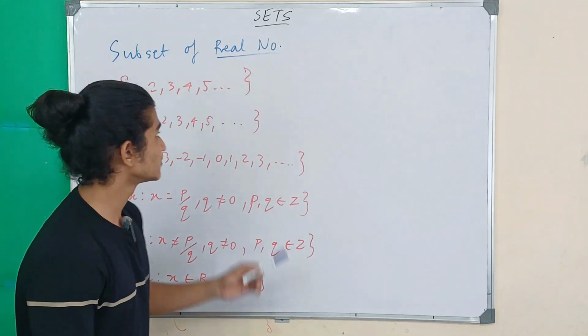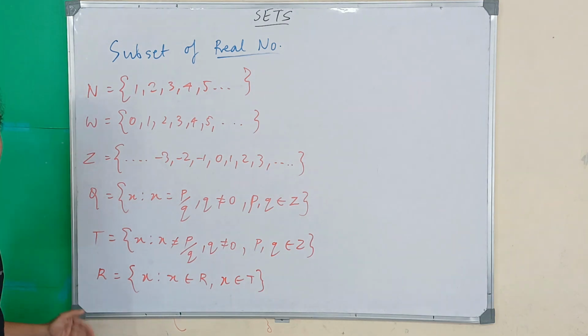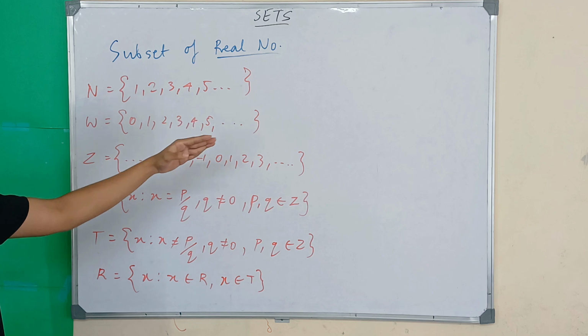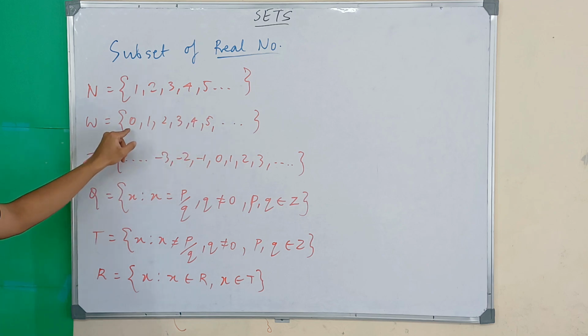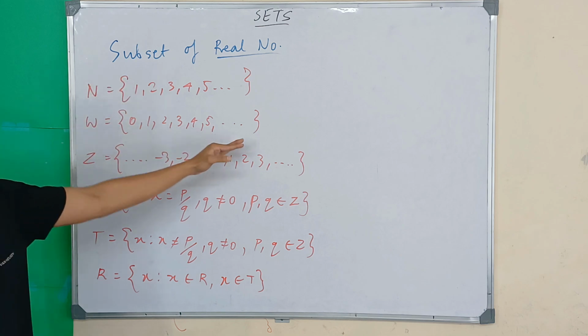So the next topic is subsets of real numbers. These are some unique sets which are used in mathematics. First we have natural numbers, which is 1, 2, 3, 4, 5 and so on. We have whole numbers, which is basically 0 with natural numbers. If you add 0 to the natural numbers, you get whole numbers: 0, 1, 2, 3, 4, 5 and so on.